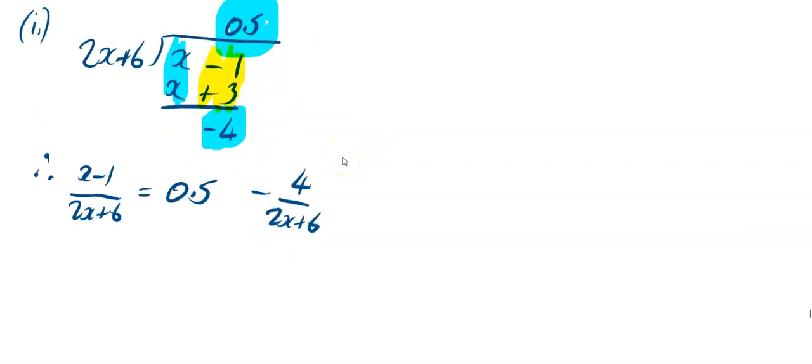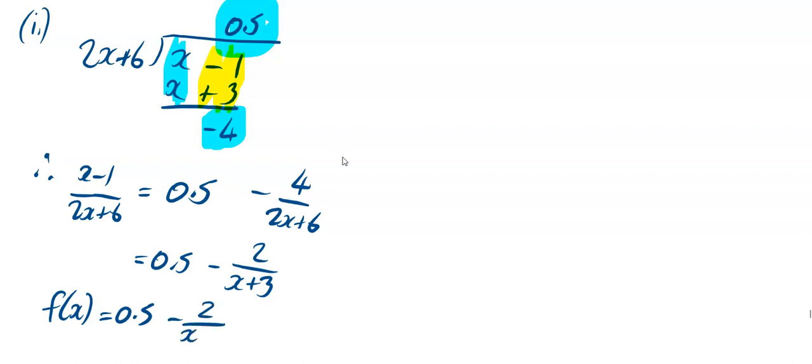That's going to be 0.5. I can't change that, obviously. But my fraction, top line divides by 2 to give you 2. Bottom line divides by 2 to give you x plus 3. So what I have shown is my f of x is equal to 0.5 minus 2 over x plus 3.